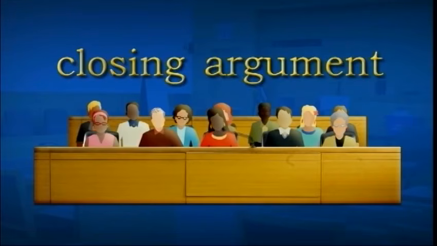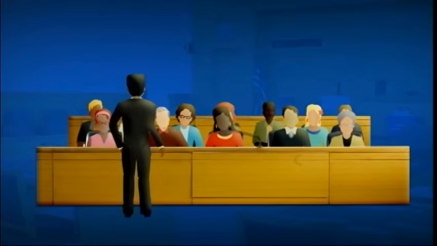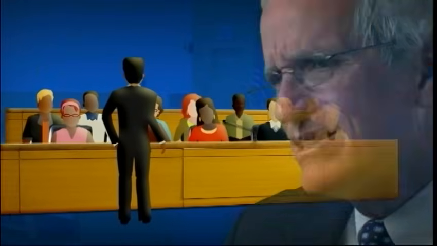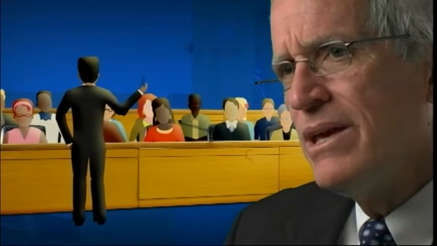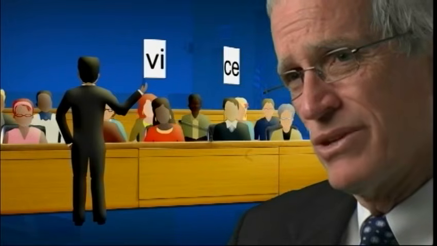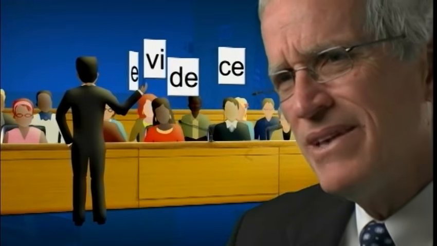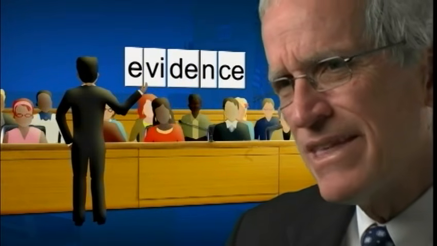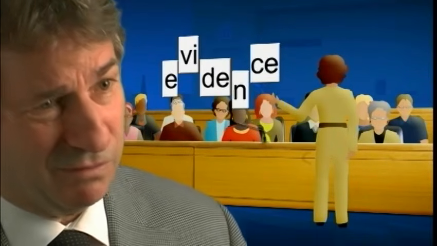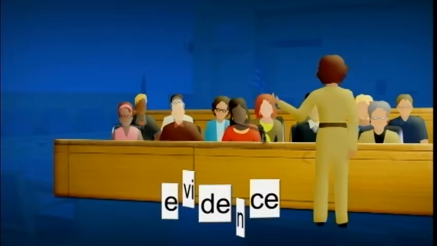Closing argument is a summary. It's like a conclusion. If you're the prosecutor, it better line up pretty closely with that opening statement. It's essentially a way for a prosecutor to remind the jury of all the different pieces of evidence and how they all fit together. Or, on the defense side in a criminal case, often, here's how it didn't fit together. Here's how it fell apart.